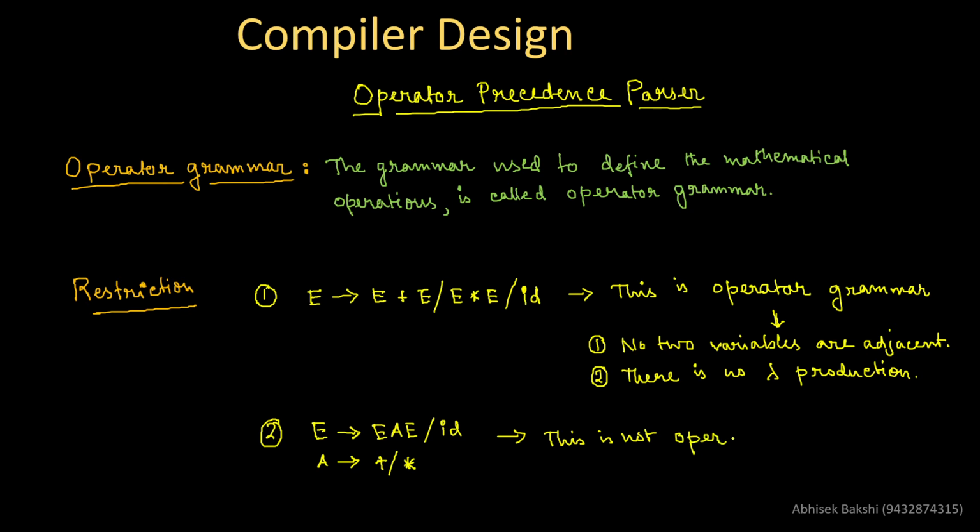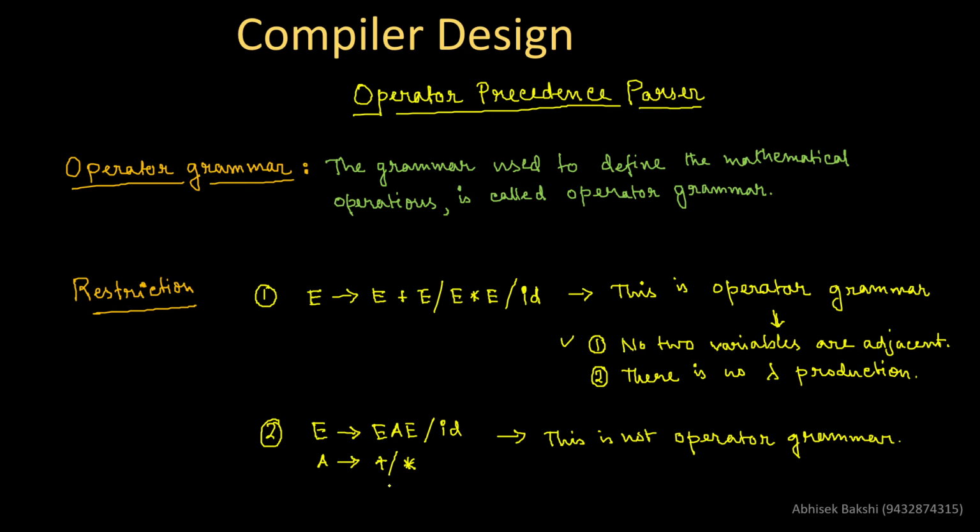Although both production rules will generate the same strings at the end, this production rule is not following reason number 1, that's why it is not an operator grammar. If you want to make it an operator grammar, you have to replace this A by the other terminals that are represented here.